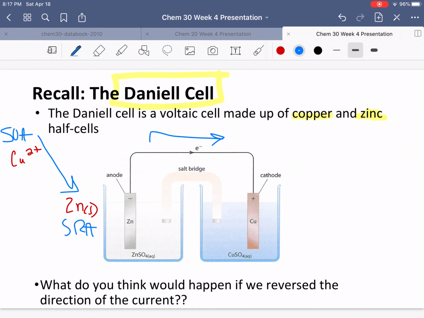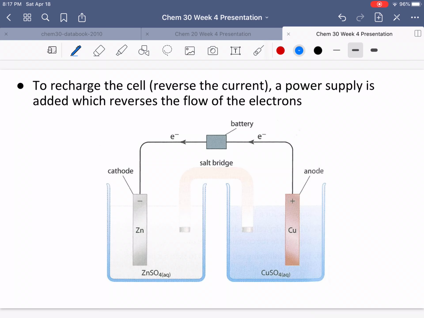But what if we reversed the direction of the current? What if we forced the current to go the other way? Okay, let's consider our scenario then. Have a look at this diagram. Hopefully you guys are following along in your attached notes. We're now on the second diagram.